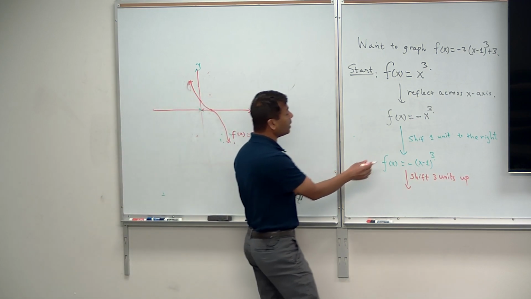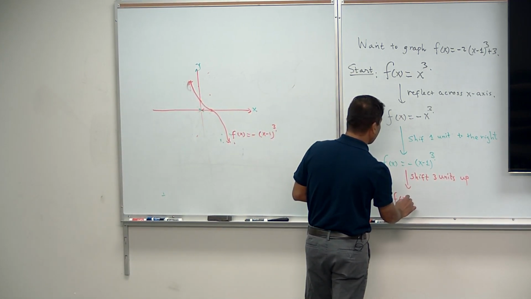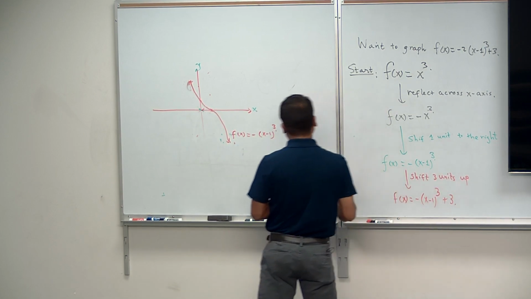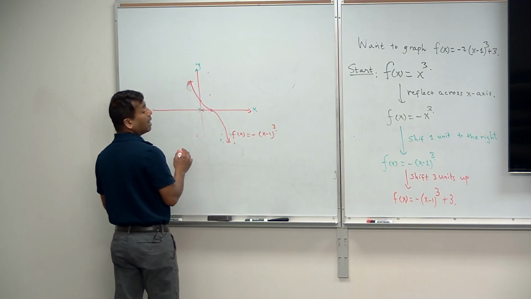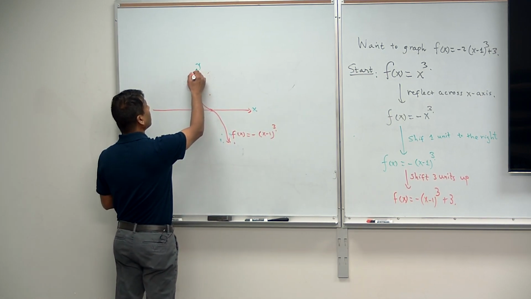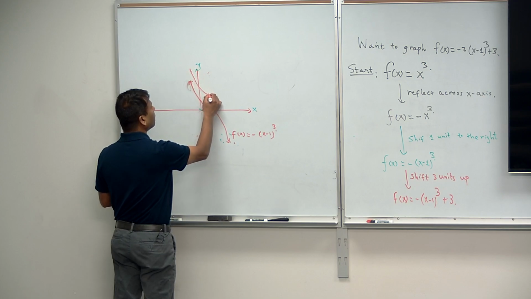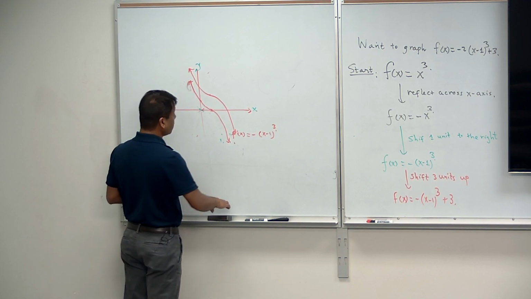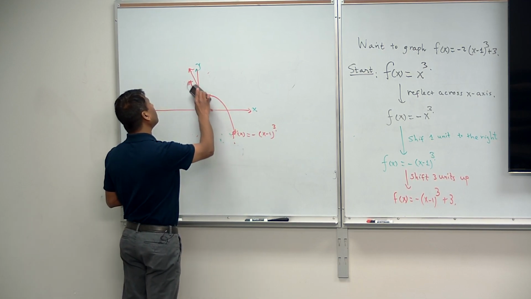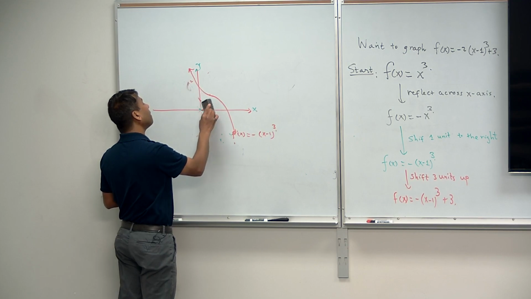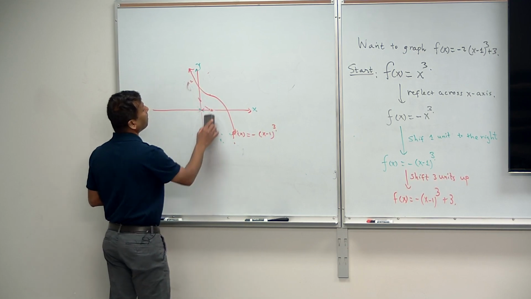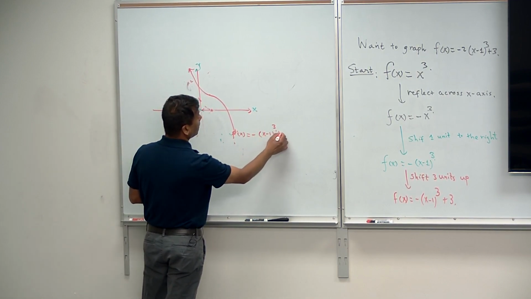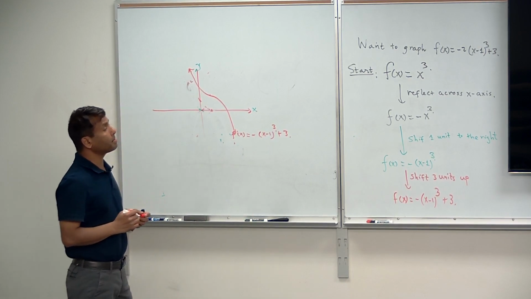So if you shift this 3 units up, then you will have f(x) equal to (negative x minus 1) whole cubed plus what? 3. So the graph will be something like this. Are you guys with me? Right? So you shift this 3 units up. Make sense, guys? So this is the graph of f(x) equal to (negative x minus 1) whole cubed plus 3.